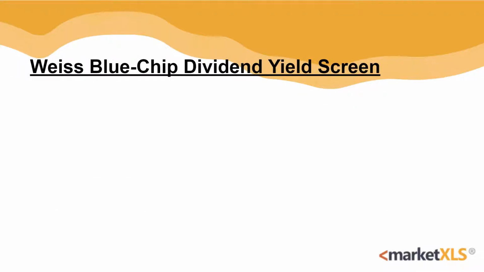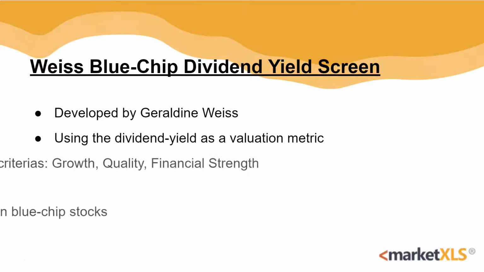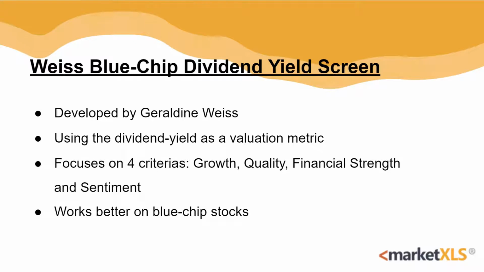This screen was first developed by the dividend detective Geraldine Weiss. The screen uses dividend yield as a valuation metric for stocks. According to the screen, the dividend yield of a blue chip company is an accurate recognition of the company's value. The screen focuses on 4 criteria: growth, quality, financial strength, and sentiment. There are specific parameters that a stock has to meet. As the name says, this screen works better on the blue chip stocks.